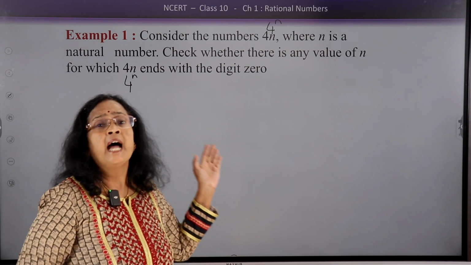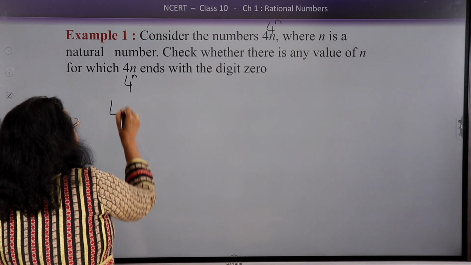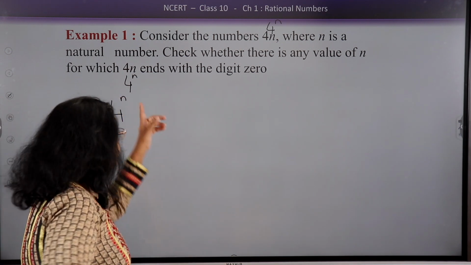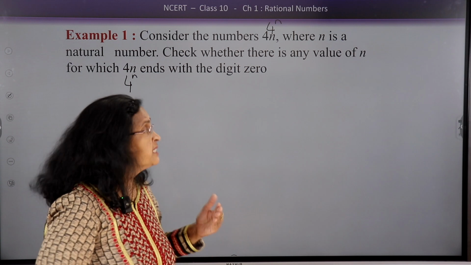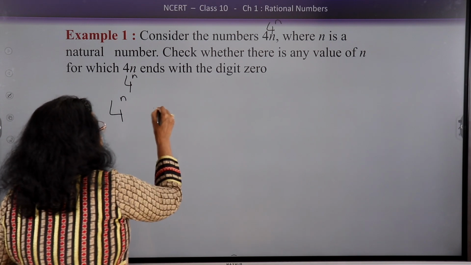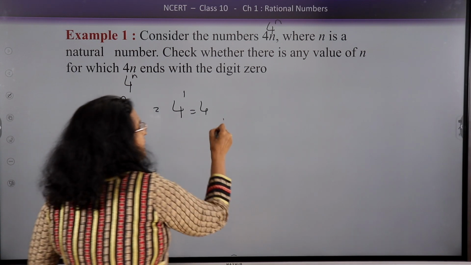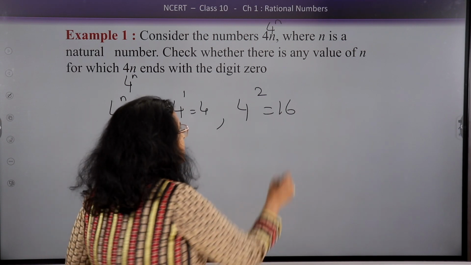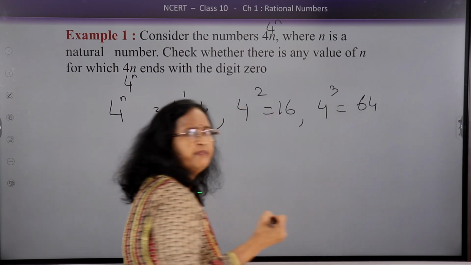So what does this example actually say? The number is 4 to the power n. If we put any natural number in place of n, after multiplication, the answer should be such that the last digit is 0. Let us check first. 4 to the power 1 is 4, not ending with 0. Let me try the other. 4 to the power 2 is 16, not ending with 0. Let me try the next one. 4 to the power 3 is 64, not ending with 0.